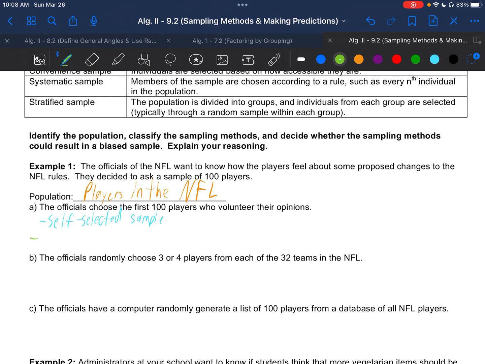And then, do we think this might be biased? Well, yes and no. I would say overall, yeah, there's a good chance it could be biased. We don't know if it will be, but definitely could be biased. And the reason why it could be biased is because maybe not every player cares about the rules as much as another player, but those that care more about the rules, so those that care maybe heavily about the rules, are more likely to volunteer.